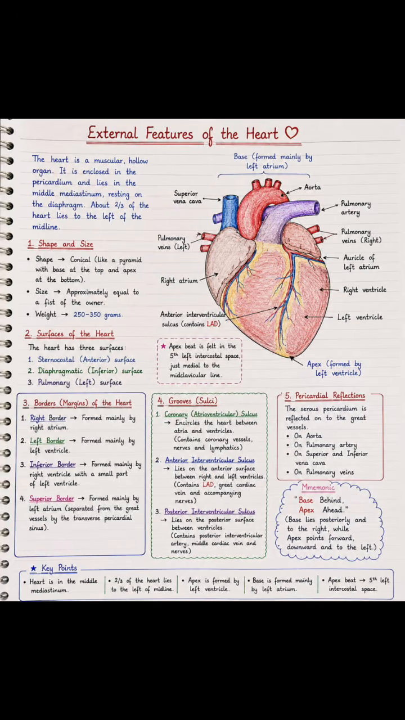Now let's talk about the shape and size of the heart. The heart has a conical shape, like a pyramid, with its base at the top and its apex at the bottom. In size, it is approximately equal to the fist of its owner, and the weight of the heart is about 250 to 350 grams.